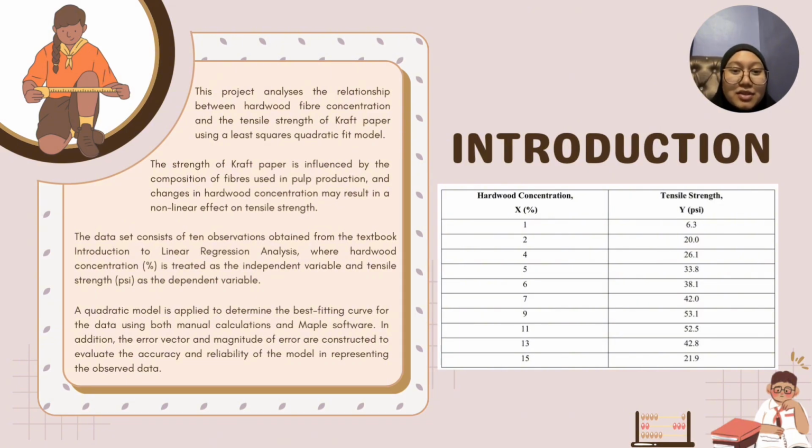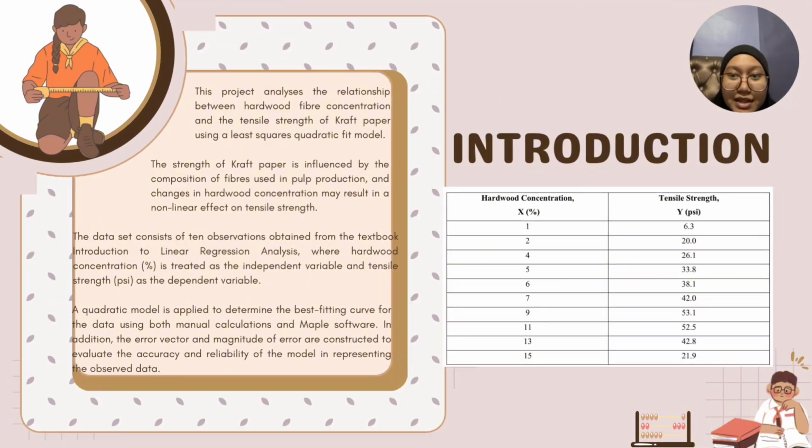The dataset consists of 10 observations obtained from the textbook titled Introduction to Linear Regression Analysis, where hardwood concentration is treated as the independent variable and tensile strength as the dependent variable. The quadratic model is applied to determine the best fitting curve for the data using both manual calculation and Maple software. In addition, the error vector and magnitude of error are constructed to evaluate the accuracy and reliability of the model in representing the observed data.